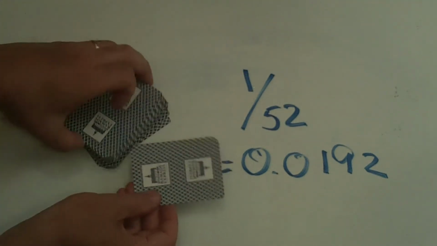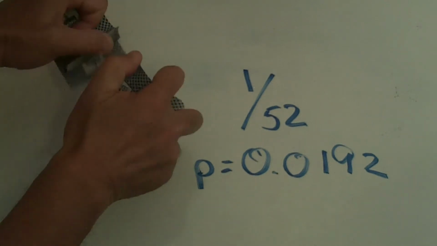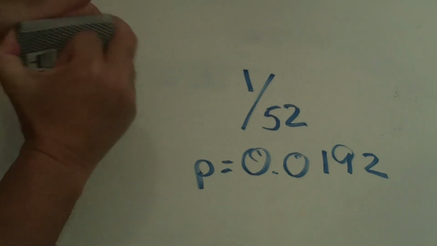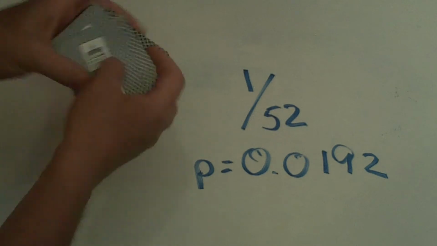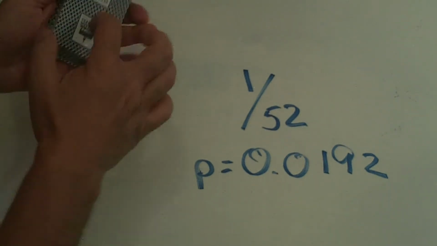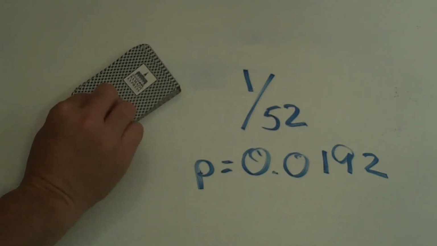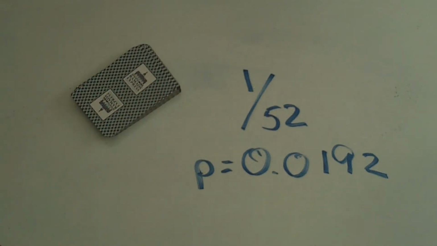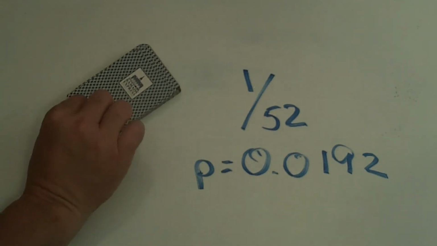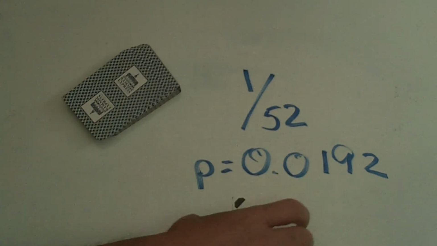If I replace this card to the deck, and then I shuffle the deck, cut it a couple times, what is the probability that I'm going to draw another 4 of hearts? It's 1 divided by 52. The deck has no memory, or 0.0192. Ace of hearts.